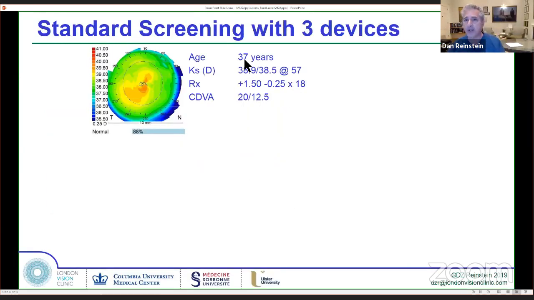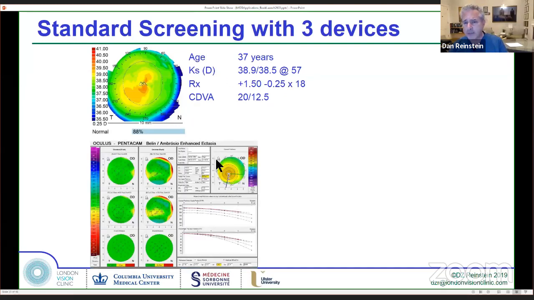So here's an example of a 37-year-old with 20/12 best corrected vision, plus 1.50 minus a quarter, a relatively very flat cornea. This patient wants refractive surgery. We do a Pentacam and we see that the D value is normal, although DT, the thickness progression, is a little bit abnormal. And the cornea is thin, it's 477 according to the Pentacam. So that's it, right? And some people say, oh, you can't do LASIK under 500, blah, blah, blah.